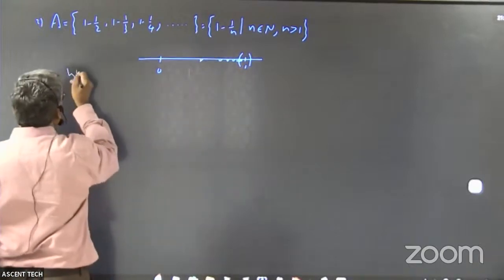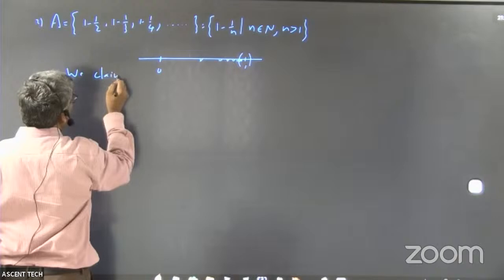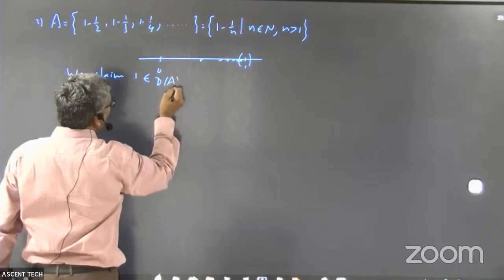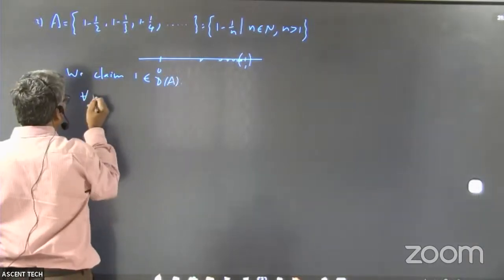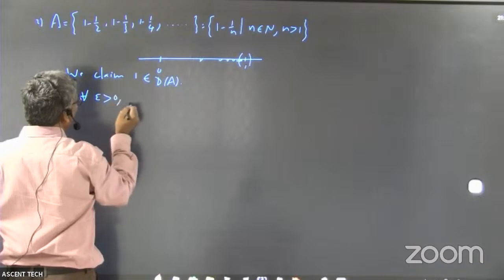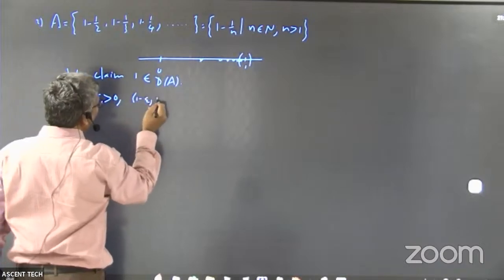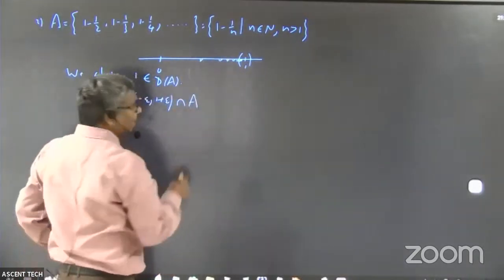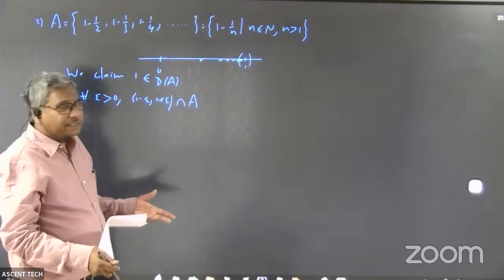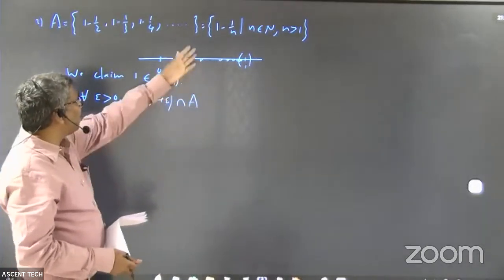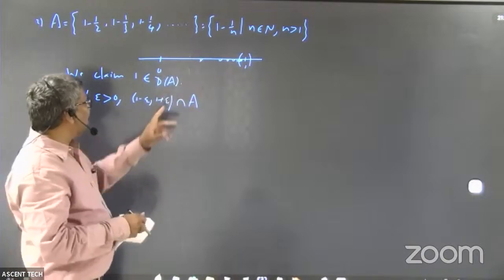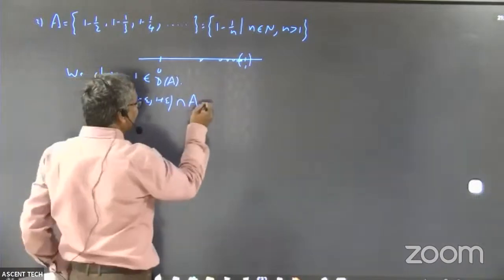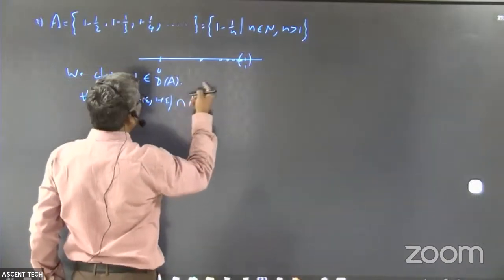So we claim 1 is in the derived set of A. It is a limiting point of A. Why? For every epsilon greater than 0, the interval 1 minus epsilon to 1 plus epsilon, its intersection with A will contain plenty of elements of A. Is it not? Lots of 1 minus 1 by n. Because I can choose n large enough that 1 by n is smaller than epsilon.